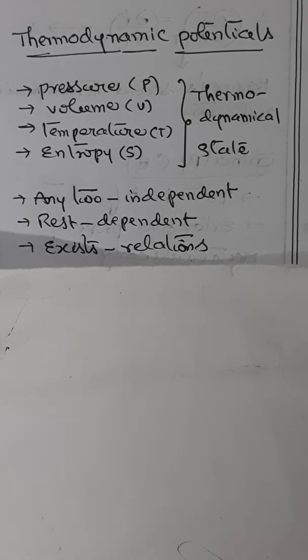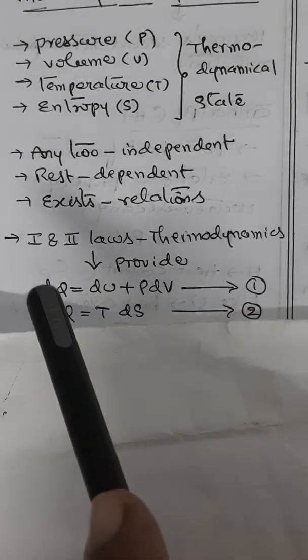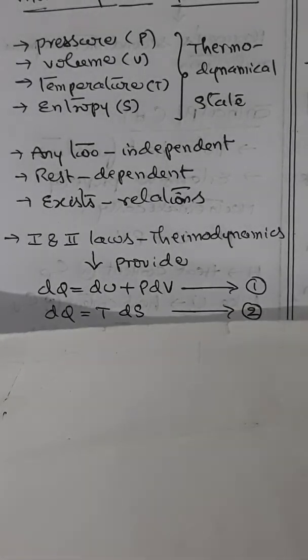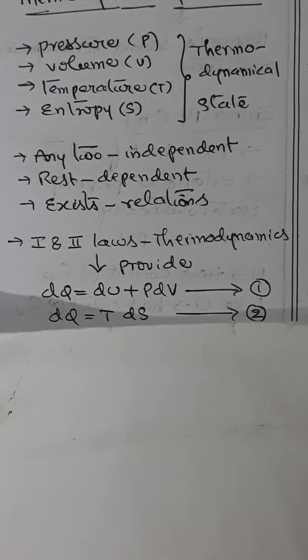Any two of these variables are independent and the rest are taken as dependent. So there exists a certain relation among these thermodynamical variables. If you take the first and second law of thermodynamics, they provide two different relations which can be expressed as the relations given here: dq equal to du plus pdv. Similarly, dq equal to tds. These are the two relations that are obtained from the first and second law of thermodynamics.